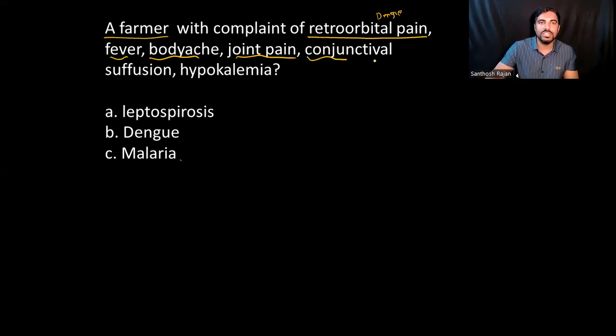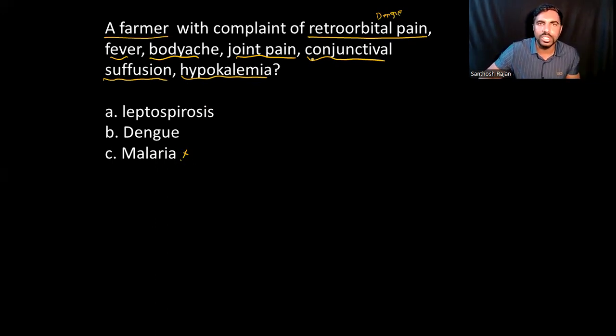And conjunctival suffusion. Conjunctival suffusion is also common in both. It can happen in dengue also, leptospirosis also. Hypokalemia can also happen if there's a hemorrhagic symptom or anything related to liver or kidney function. So now the clue is, malaria is totally out because there are many symptoms, conjunctival suffusion, hypokalemia, a few of the things that are not correlated to malaria. This is out already.